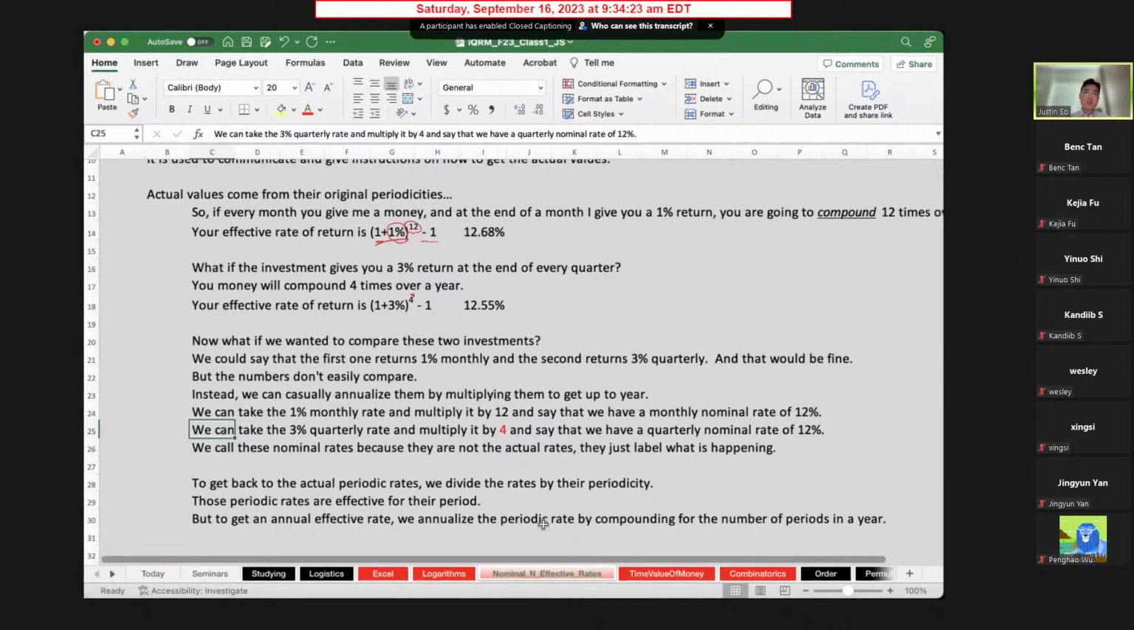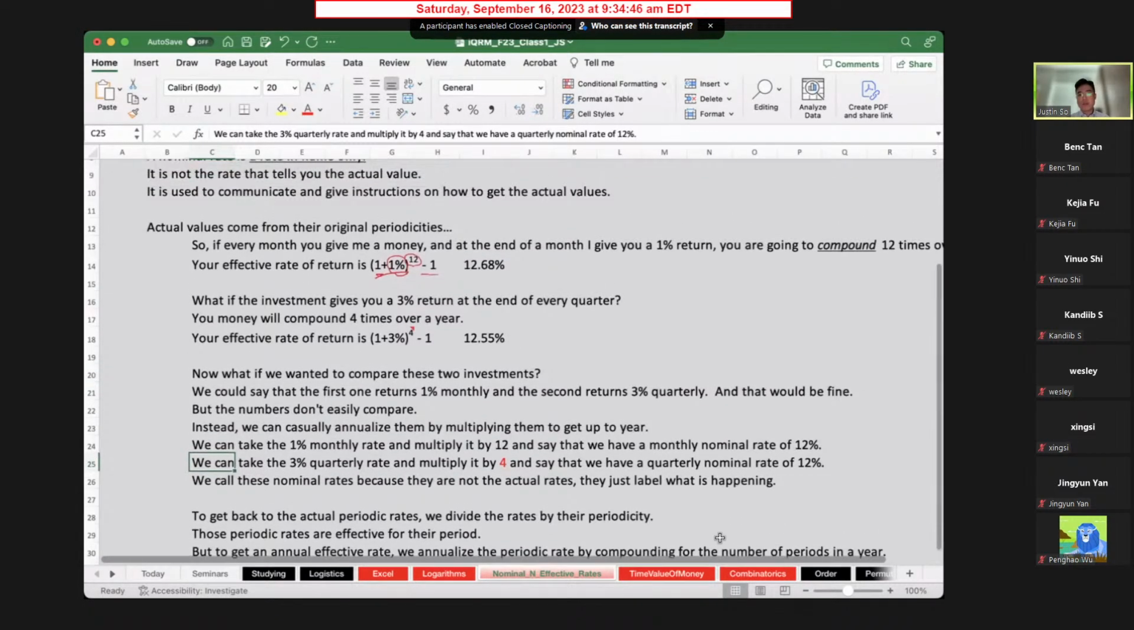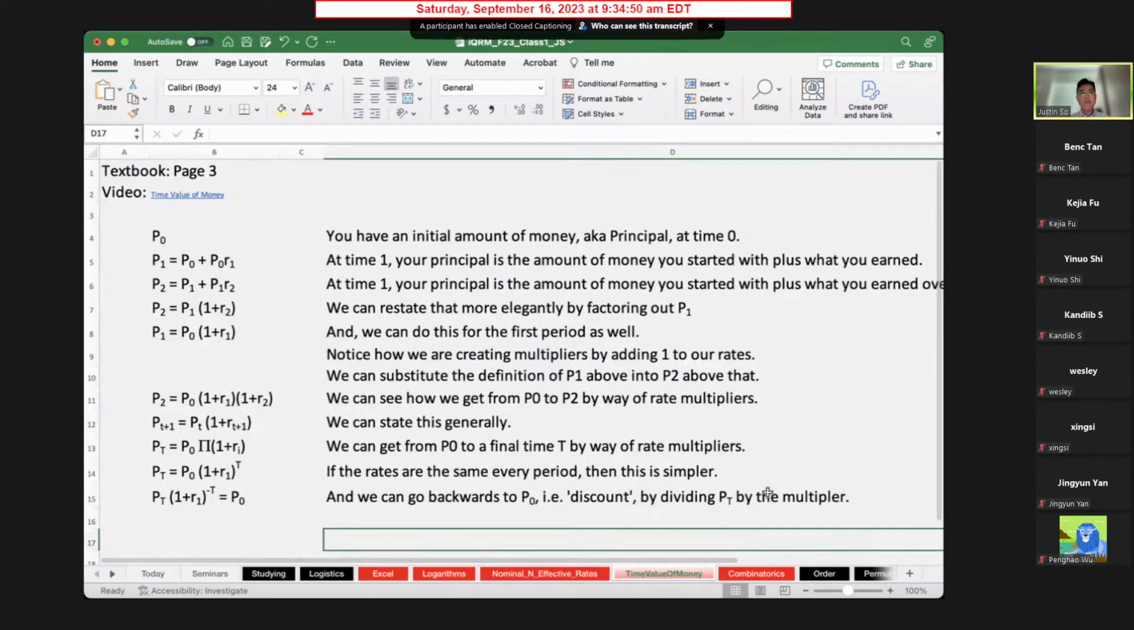So 12% in nominal rate is given, right? Period rate for the quarter is 3%. So this is very straightforward. So don't be confused with effective rate, right? This period rate and nominal rate, you can very simply convert between them. So this is an important concept to understand the time value of money. It's related, so we move to the next tab.